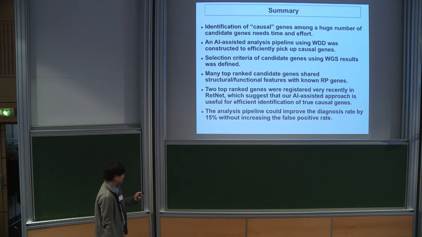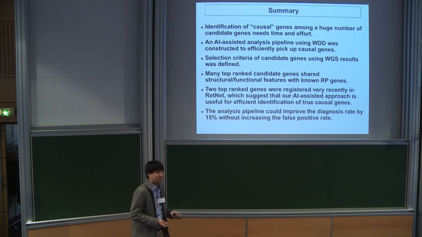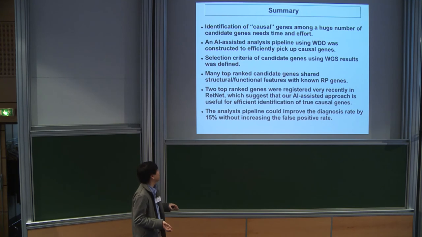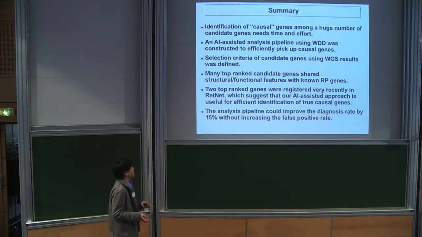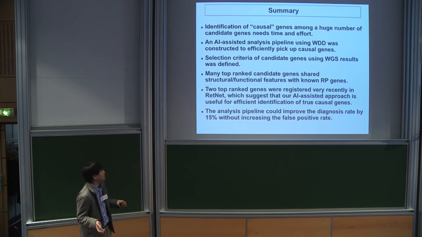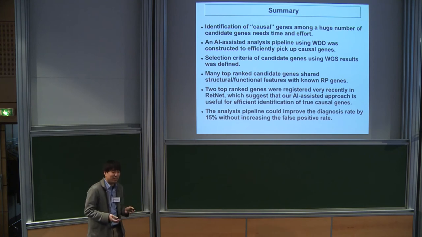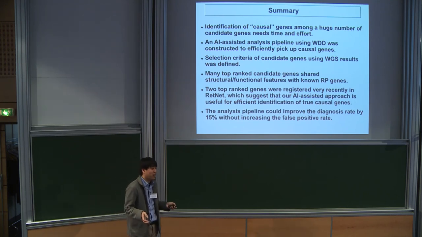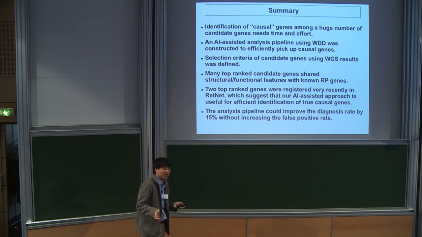That's the summary. We developed a prediction method of causal genes for Mendelian disorders by using whole genome sequence and Watson for Drug Discovery. Then we did feasibility studies of RP, and found that many top-ranked candidates share structural and functional features with known RP genes, and two top-ranked genes were registered very recently in RetNet, which suggests that our approach is useful. By including top-ranked genes, the diagnosis rate increased by 50% without increasing the false positive rate.